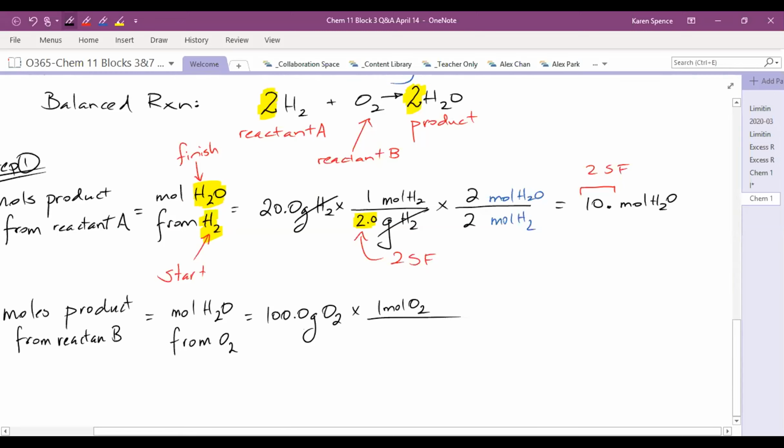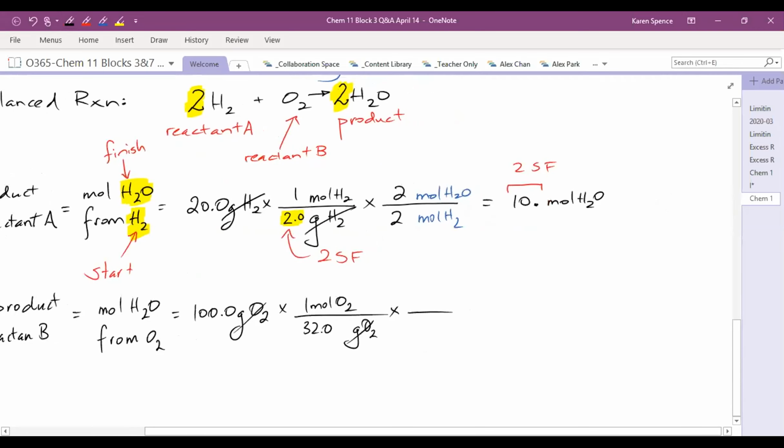Okay, so grams of O2 we want to cancel. Mass of O2 is 32.0. And I cannot do that kind of math in my head, but let's see what else we have here. We also need to go from moles of O2. Now we need to go to moles of our product. So we want to cancel moles of O2 and find moles of the product, H2O. And that's a mole to mole conversion.